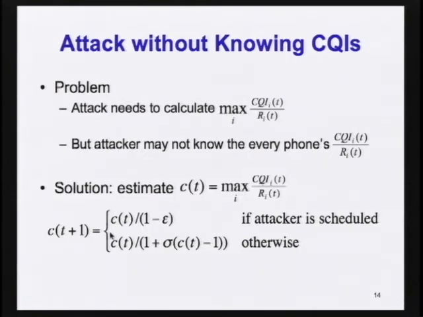Suppose at a time slot, the maximum ratio among all the other cell phones is C of T. Now, from that point on, the attacker can estimate future maximum ratios based on this formula. This is very similar to the sliding window that you saw earlier. So if the attacker is scheduled, then we increase the estimated maximum by a rate of 1 over 1 minus epsilon. This is based on the intuition that if the attacker is scheduled, then all the other cell phones are not scheduled, which means that the throughput of all the other cell phones will decrease because they're not scheduled. Therefore, that ratio will increase by a constant factor. So that's the intuition behind this.